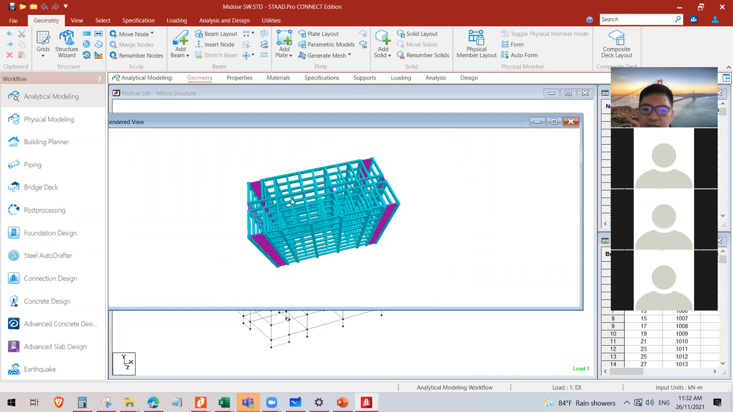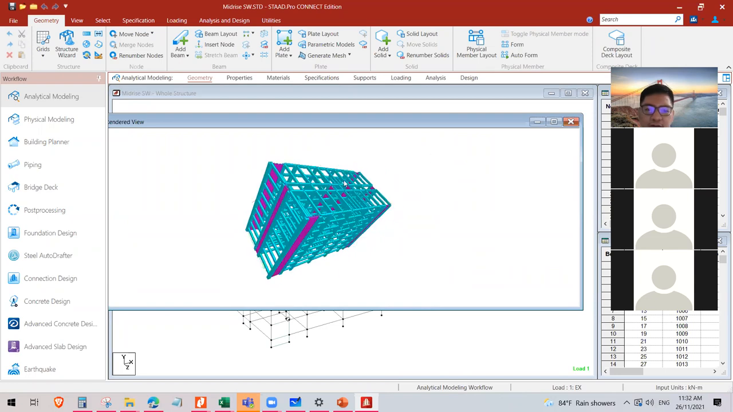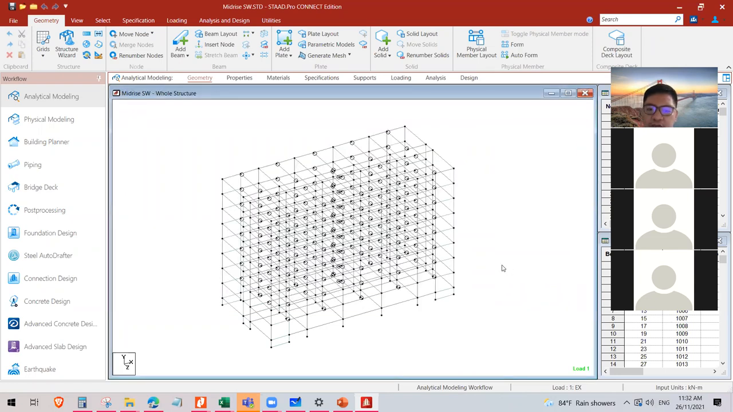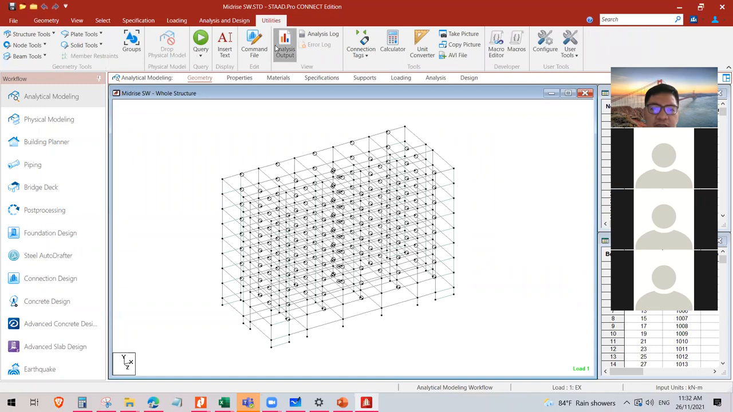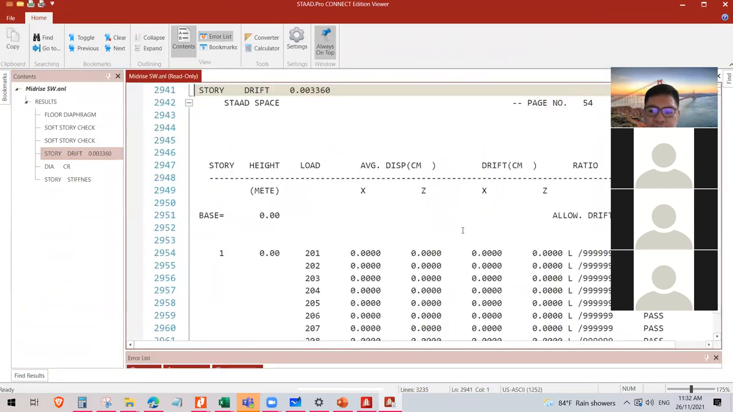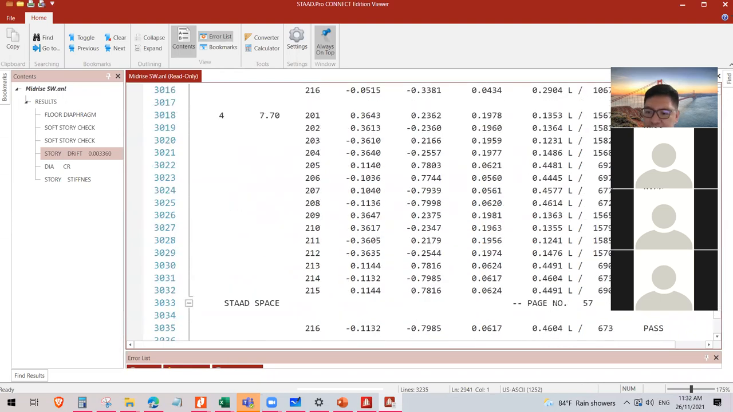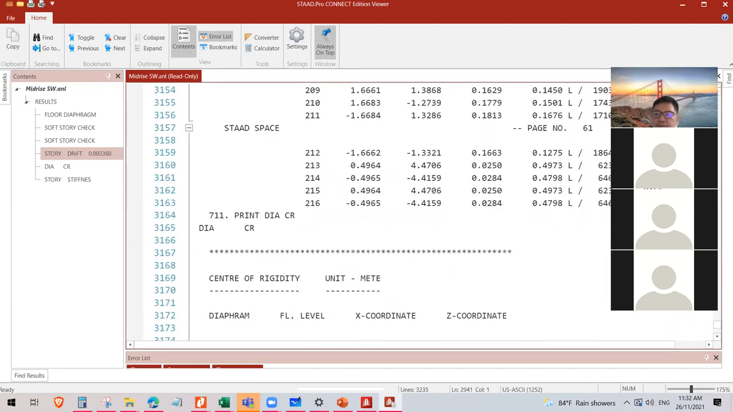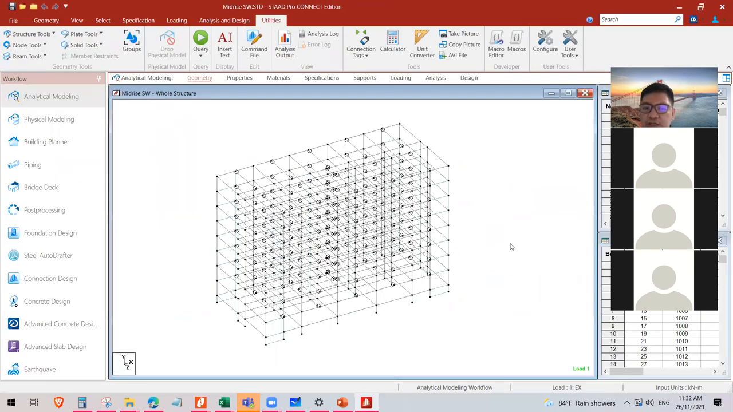Hindi nag-govern ang torsion sa kanya. And when you look at the drift limit, story drift, pasado na siya. Okay? So, by introducing the wall, it stiffens the building. So yung period niya bumaba.